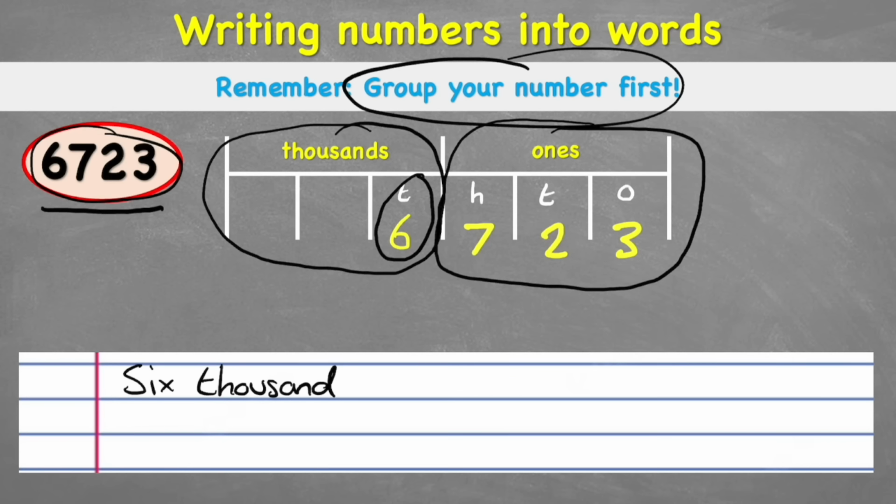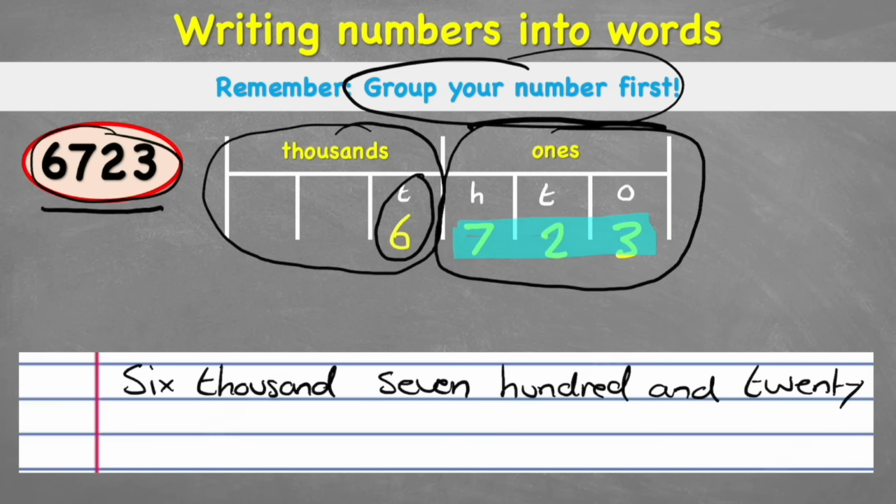And now I come to the next group, my ones. And in the ones, all I can see is I have a 723. So I just simply write that, 6,723. So the only extra part of this question was this thousands part. And we had a 6 in the thousands, so therefore I put 6,000 at the start.